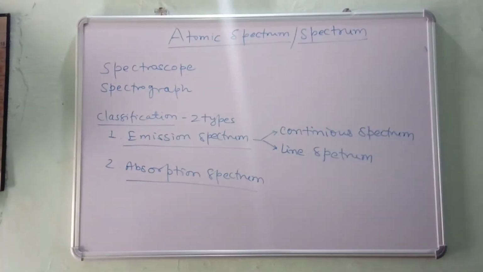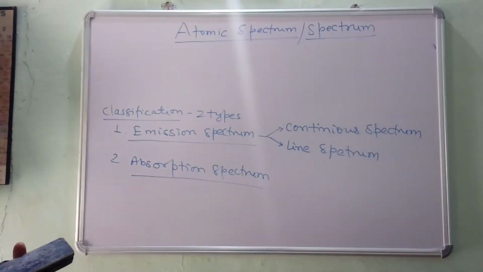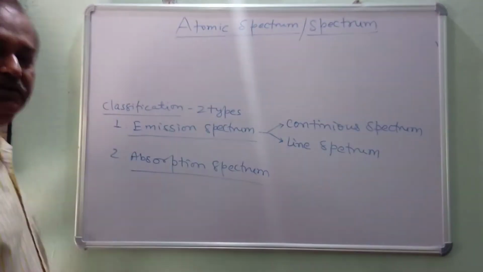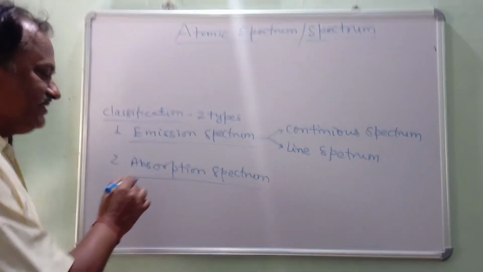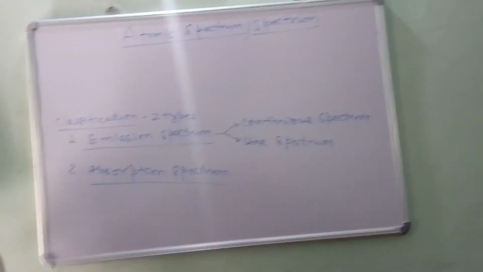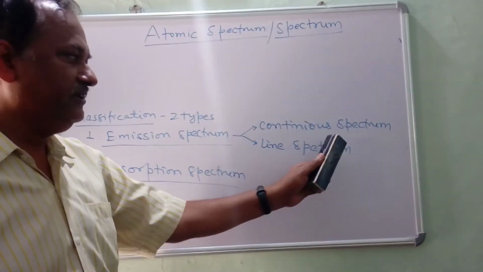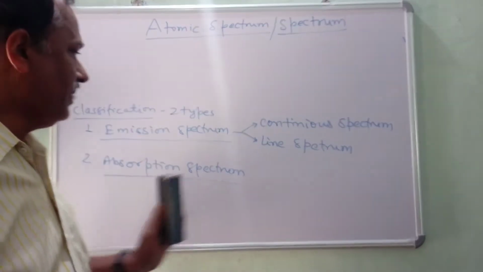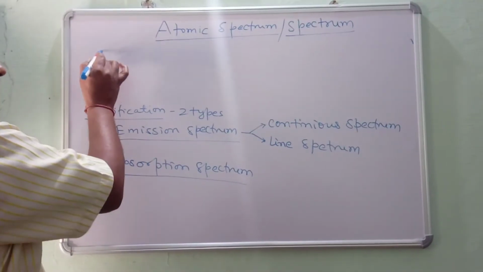Now second is the classification of a spectrum. A spectrum is of two types. First is emission spectrum and second is absorption spectrum. Emission spectrum is again of two types, continuous spectrum and line spectrum. Now I will explain first about the emission spectrum.